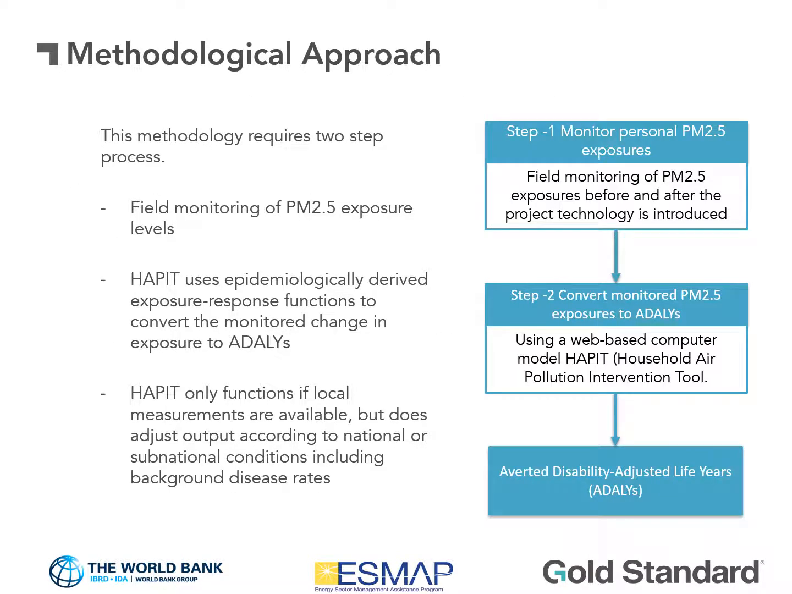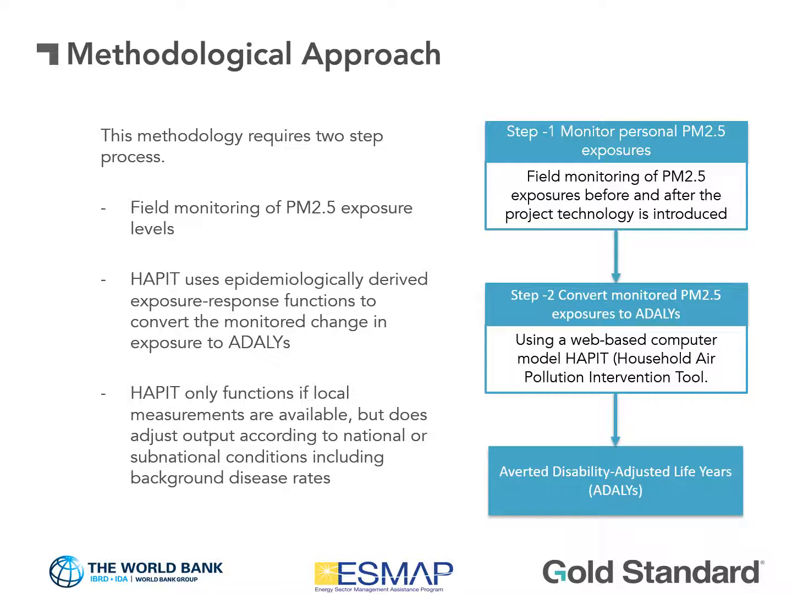The methodology has a two-step process. The first of which is field monitoring of PM2.5 personal exposure before and after the project technology is introduced. The second step, which is the conversion of PM2.5 exposures to disability adjusted life years, occurs within the HAPIT, or Household Air Pollution Intervention Tool.